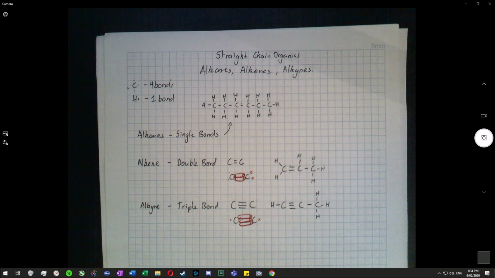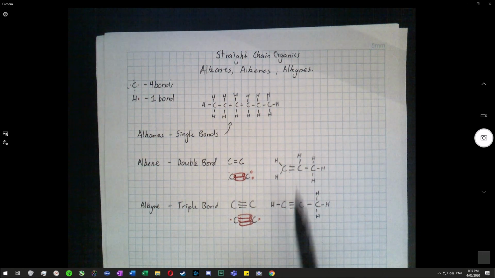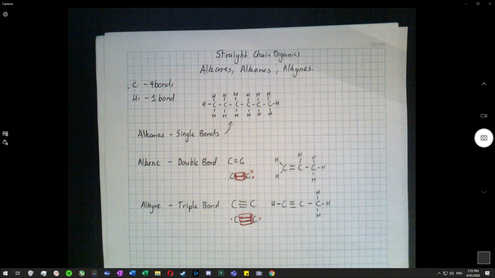Now, after this, I'm going to start talking about how we can name some of these organic chemicals. And we're going to be focusing on things like chain length. So chain length, how long the carbon chain is, is a factor in naming. The other thing as well is the kind of functional groups that exist. So is it an alkane, an alkene, or an alkyne?